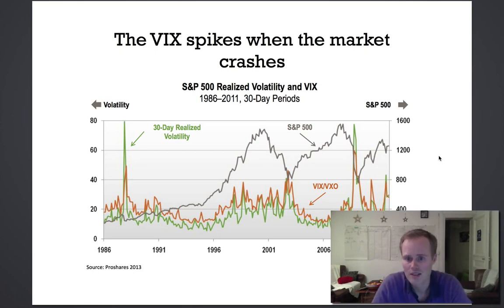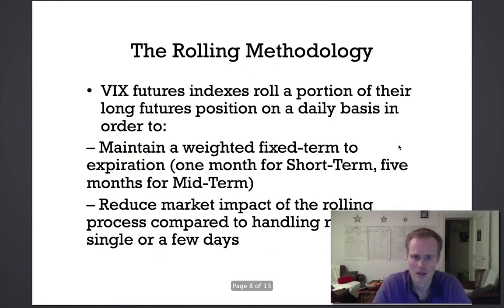I read a study about that done by ProShares, where they pointed out that over a 10-year period, from 1990 to 2000-something, it was minus 0.7. So that's something to keep in mind. The VIX spikes when the market crashes, so that's very good. You can be greedy when everybody's fearful, and you can sell at a good time.